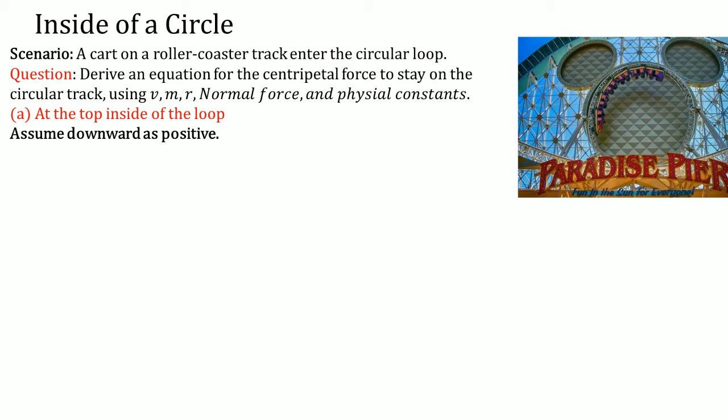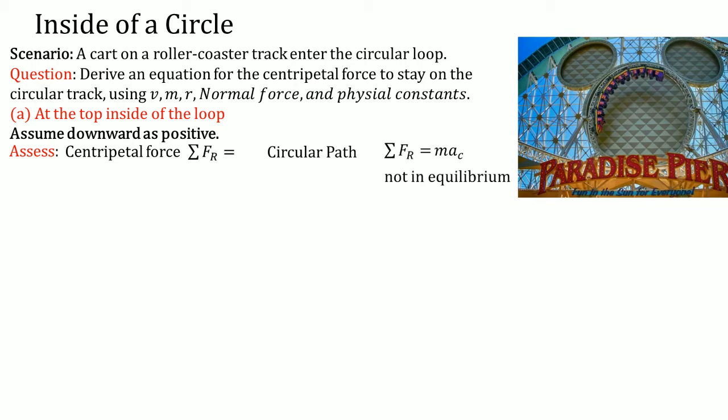In this situation, we're going to be looking at the top of the inside of the loop, like where the roller coaster is right now. Please assume the downward is positive. Let's do the assess part. We're looking for the centripetal force. It's in a circular path, and it is not in equilibrium.